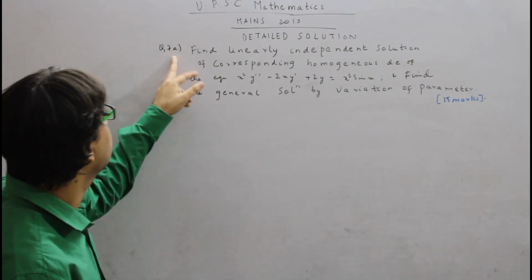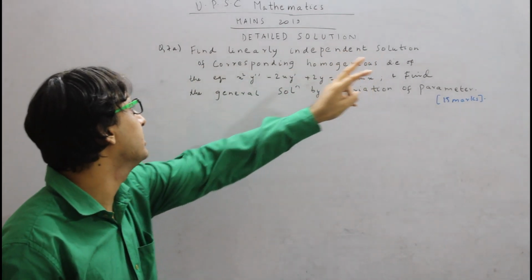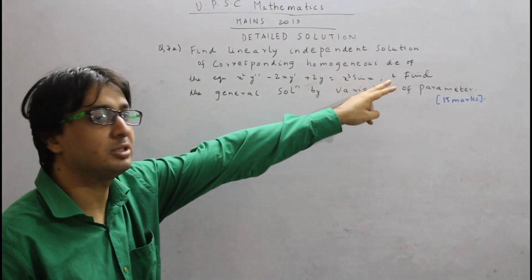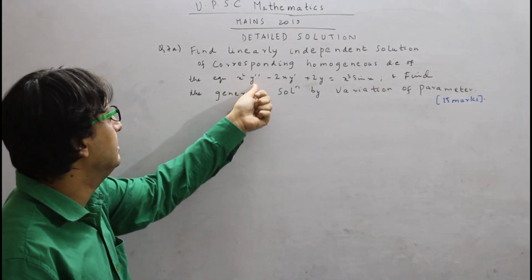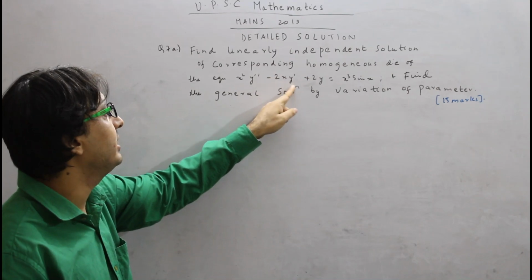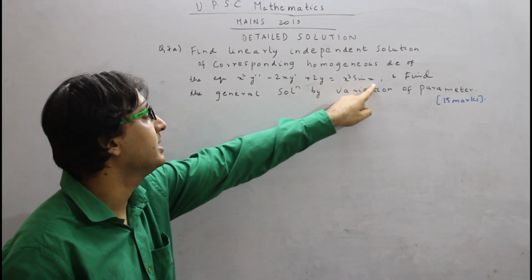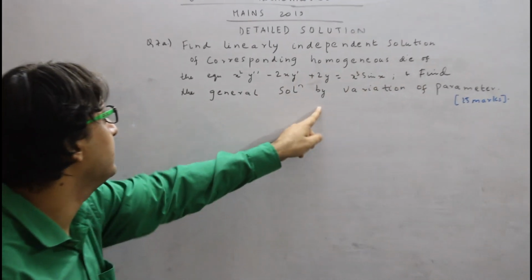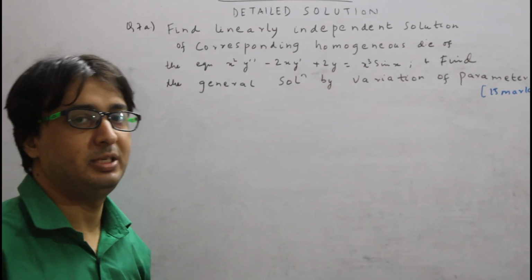Question number 7a reads that you have to find the linearly independent solutions of the corresponding homogeneous differential equation of the equation x square y double dash minus 2x y dash plus 2y is equal to x cube sine of x, and we have to also find the general solution by variation of parameters. This was asked for 15 marks.